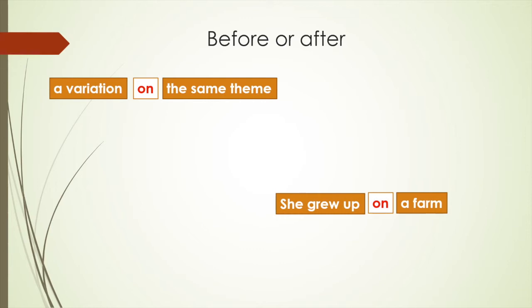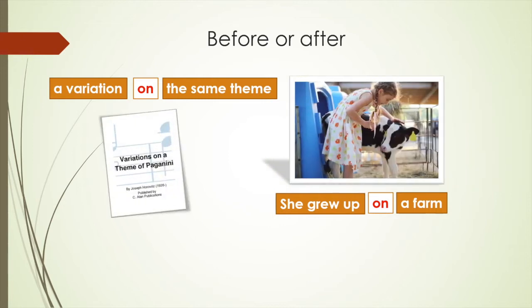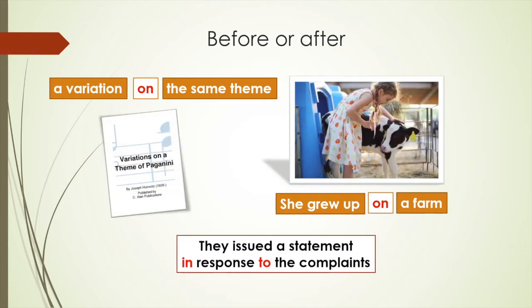She grew up on a farm. I think if you learn the chunk, I grew up on a farm, chances are you will not even have an option to make a mistake and say in a farm. So again, learning vocabulary in chunks makes your life easier. They issued a statement in response to the complaints. Now, I know this is simple, but when you are a C1, C2 speaker, you're not supposed to make any sort of mistakes regarding this. There are other kinds of mistakes that you can make, but maybe not this, all right?